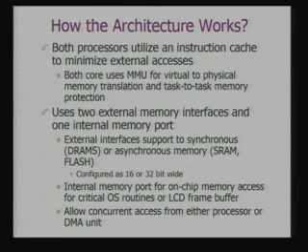Now, how does this architecture really work? Both processors utilize an instruction cache to minimize external accesses. That is what we have already seen in the architecture diagram. They both use an MMU, memory management unit, for virtual to physical memory translation and task to task memory protection, because these processors will have distinct tasks and their tasks need to be protected against violations of access.